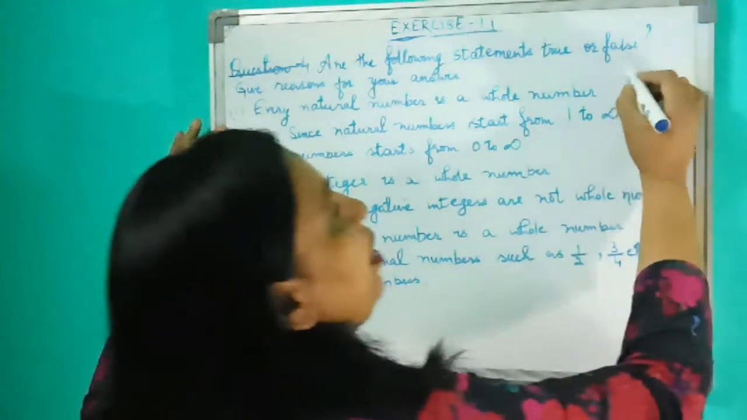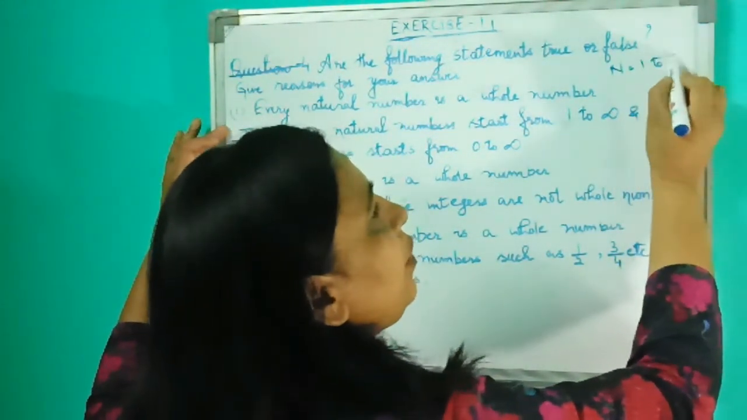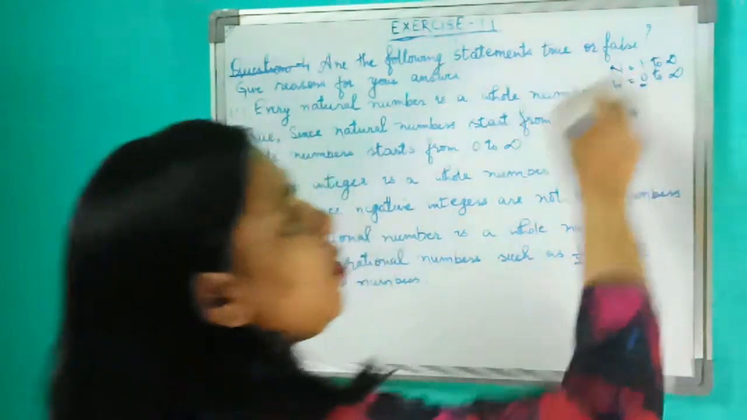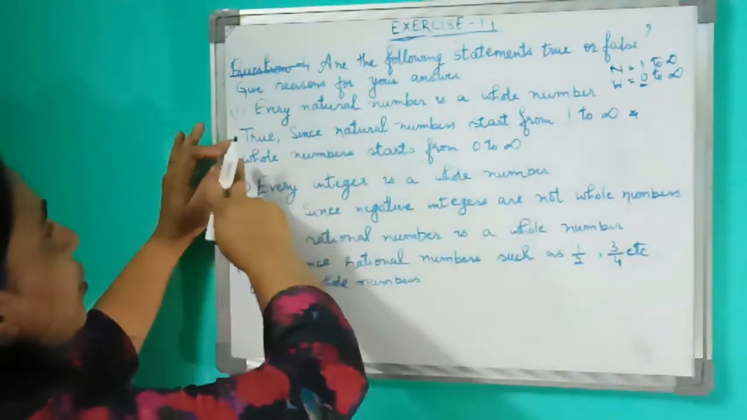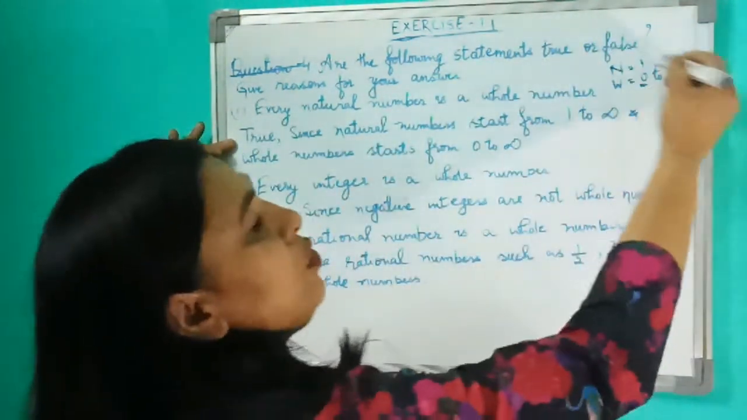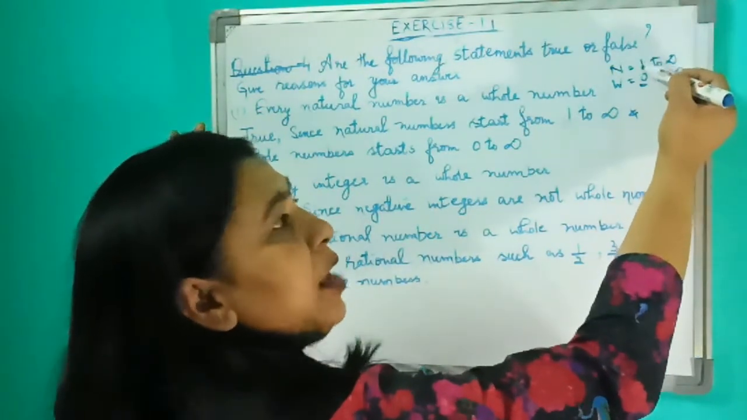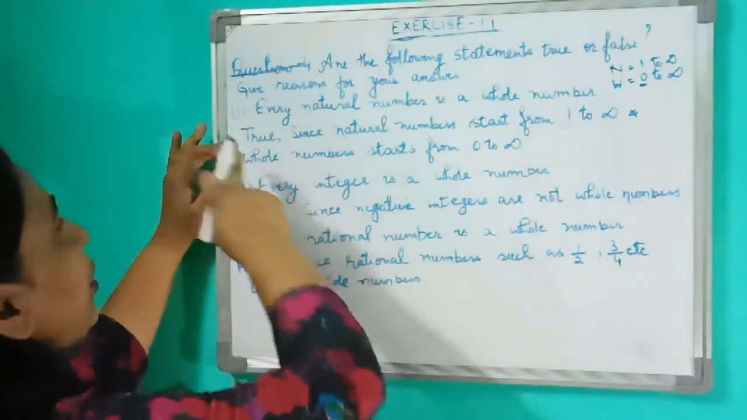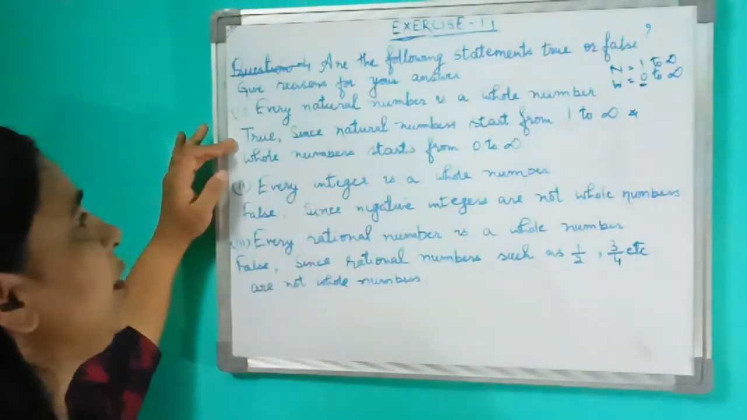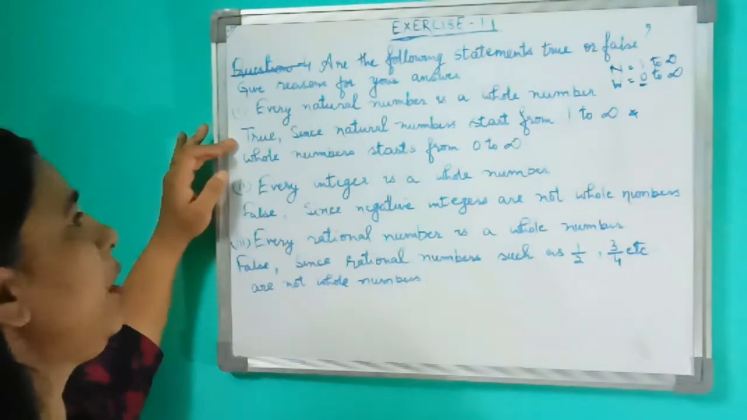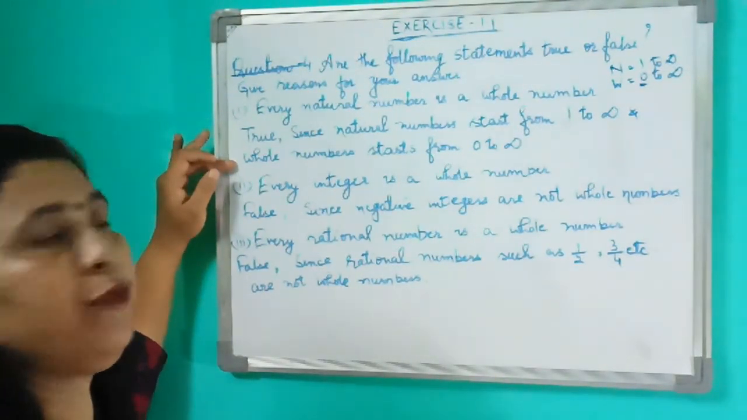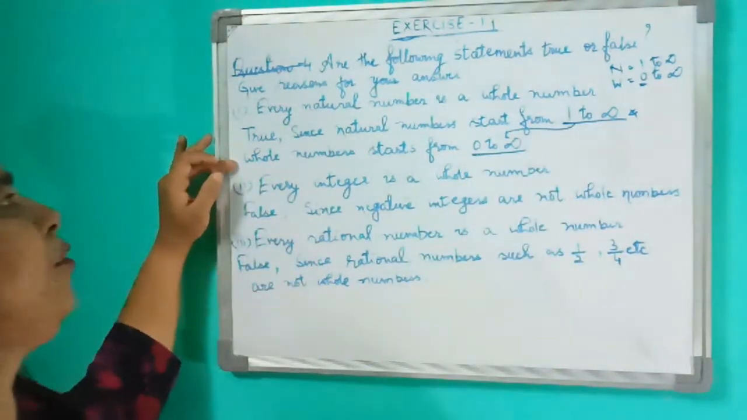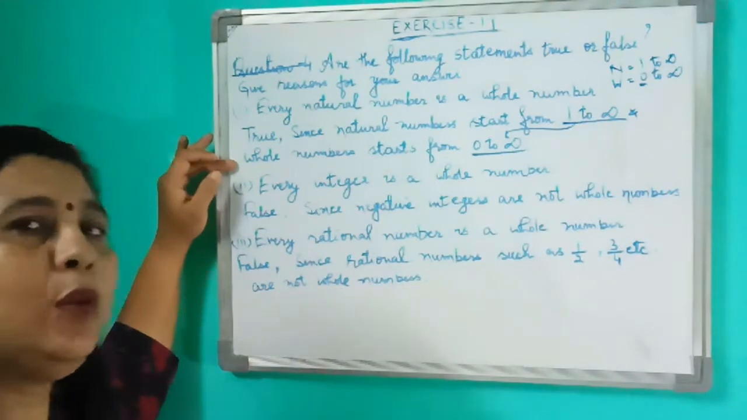So natural numbers are 1 to infinity, whole numbers are 0 to infinity. That means 0 is not a natural number. So 0 is not a natural number, but 1, as it is the smallest natural number, is included in whole numbers. So the statement is true, since natural numbers start from 1 to infinity and whole numbers start from 0 to infinity. So all the natural numbers are included in the group of whole numbers. Therefore, every natural number is a whole number.